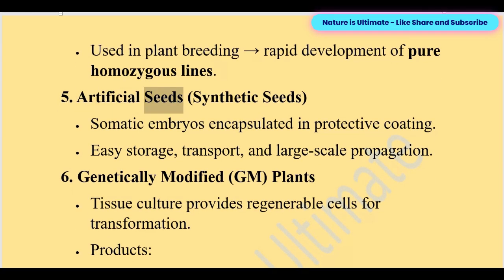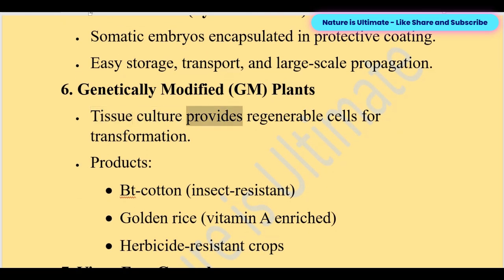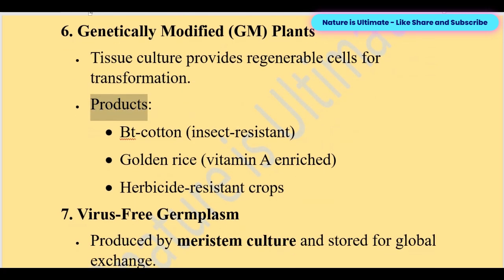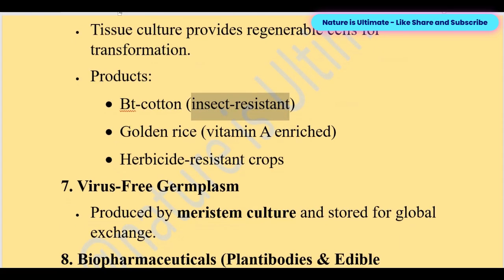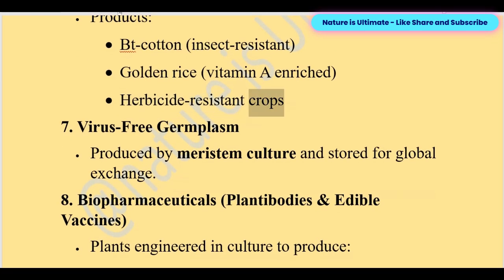Five, artificial seeds, synthetic seeds. Somatic embryos encapsulated in protective coating. Easy storage, transport, and large-scale propagation. Six, genetically modified, GM, plants. Tissue culture provides regenerable cells for transformation. Products. Bt cotton, insect resistant. Golden rice, vitamin A enriched. Herbicide resistant crops.